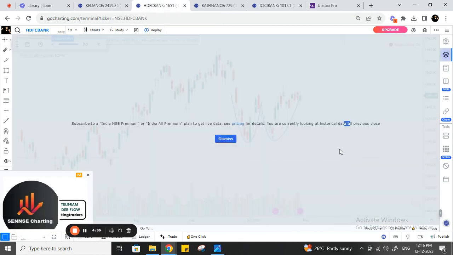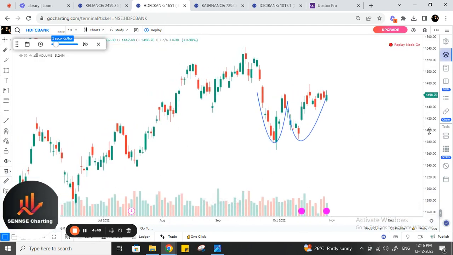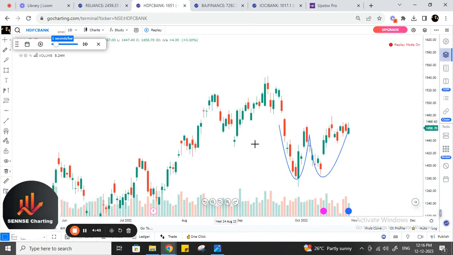Also I have marked one double bottom pattern for you using the HDFC chart. My first target will be this one. Whenever this high is broken, that is where I'll enter into this particular stock, and I'll keep this low as my stop loss.